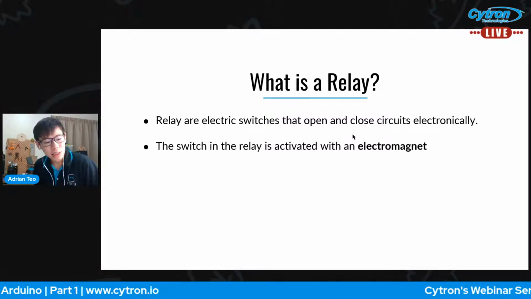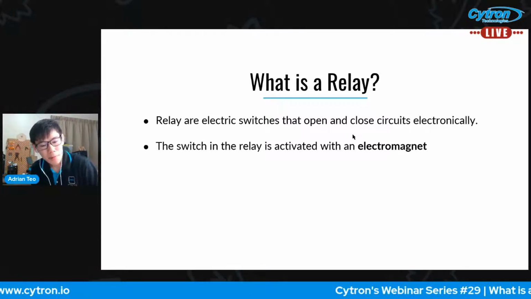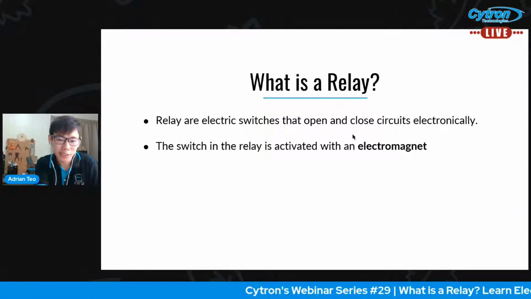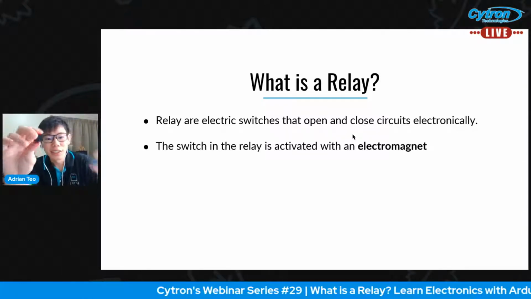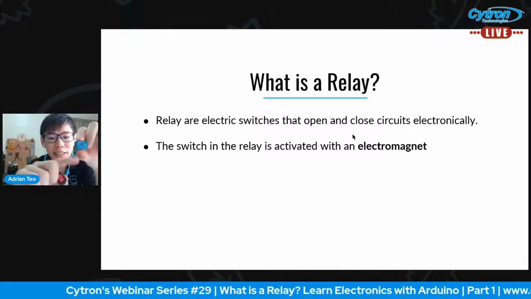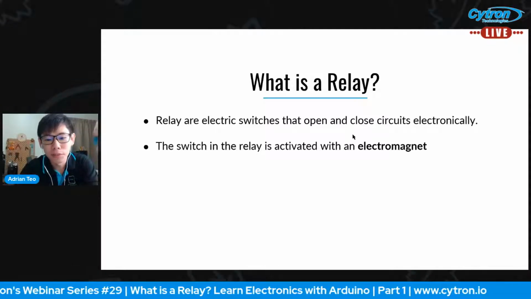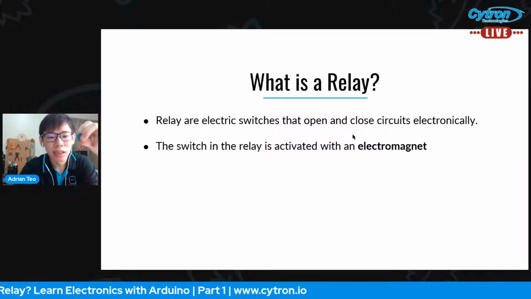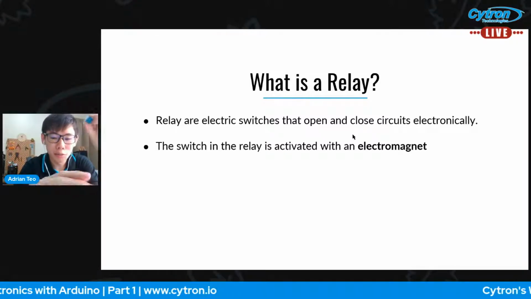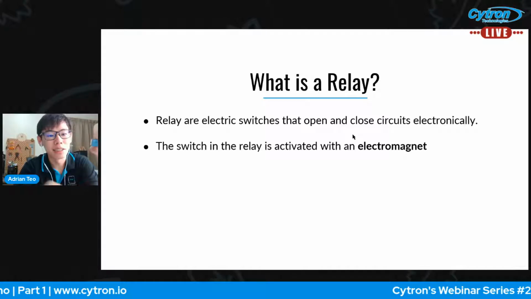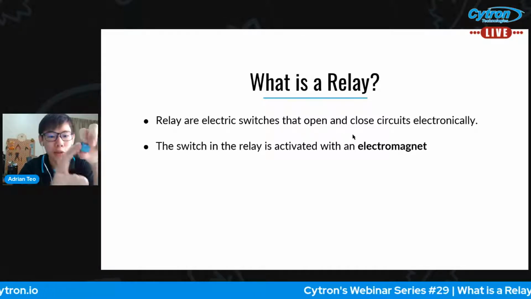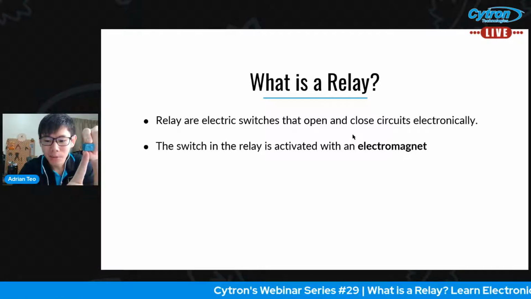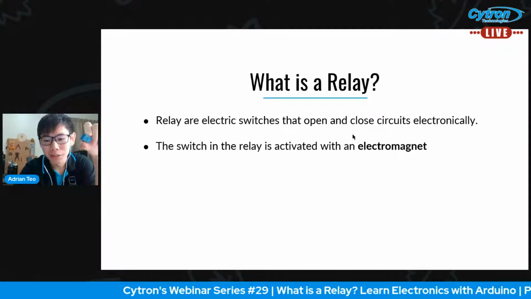So what's in this relay? Like I said, a relay is like a switch. Okay, there's a switch in the relay and it is activated with an electromagnet. What is an electromagnet? I highlighted here. And I'm going to break it down what is an electromagnet, and then I'm going to open this up and tell you and show you where is the electromagnet. But first, let's learn about electromagnet.